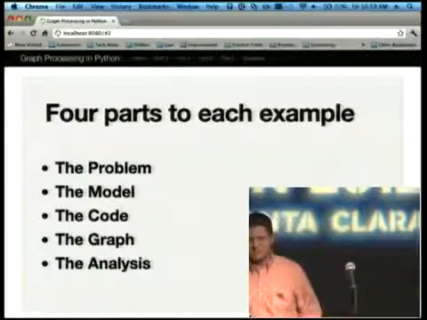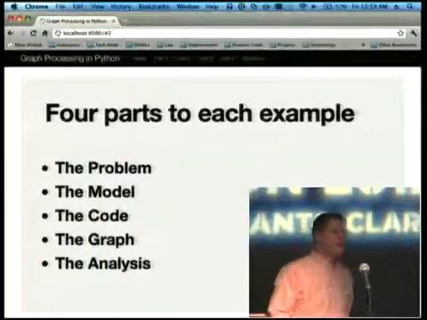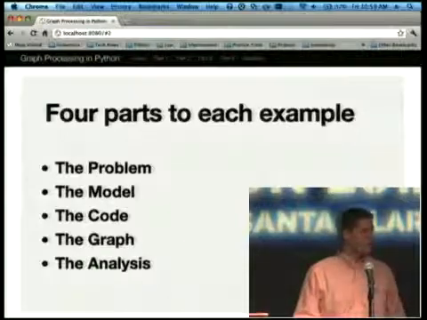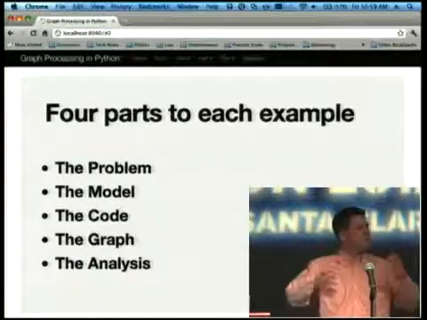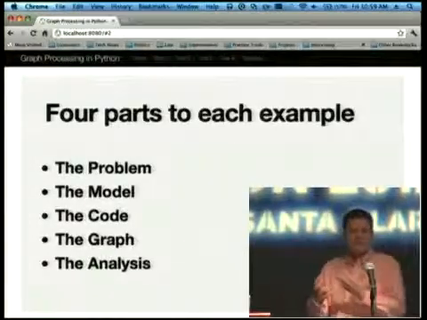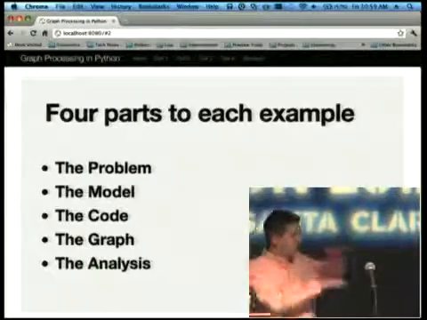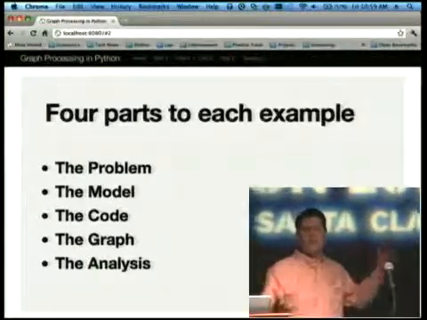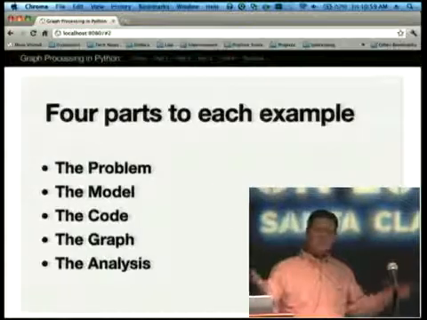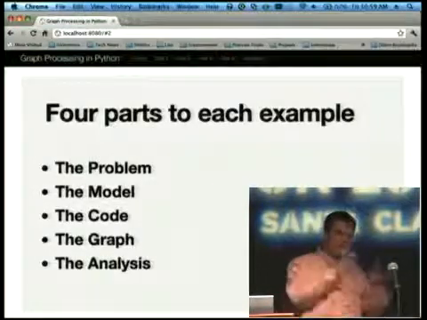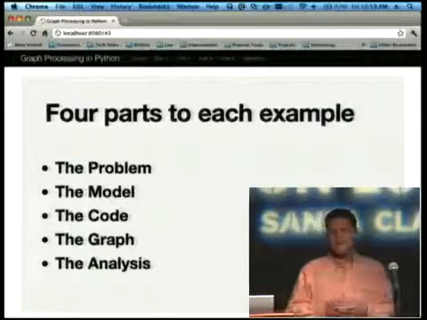Then I'm going to show you a few snippets of the code, both in terms of building the graph and then in terms of a little bit of the analysis. I tried putting all the code on the slides. It didn't fit. It wasn't legible. And so I'm just showing you some of these snippets.